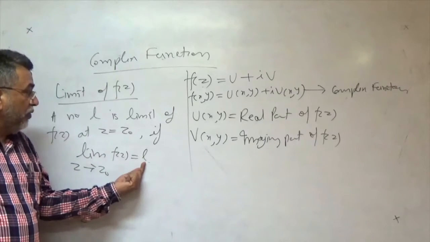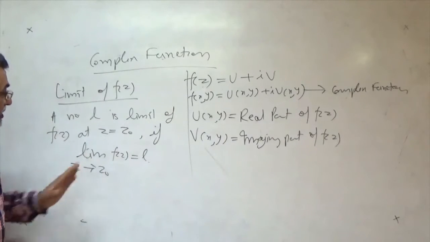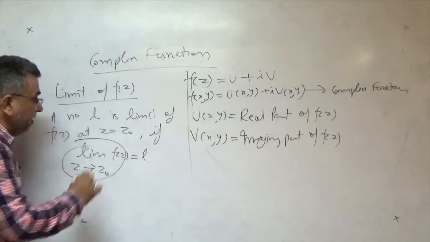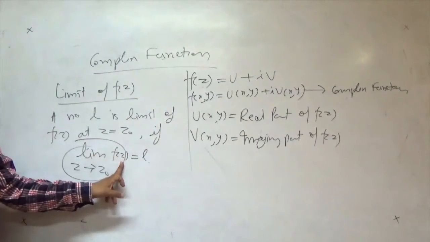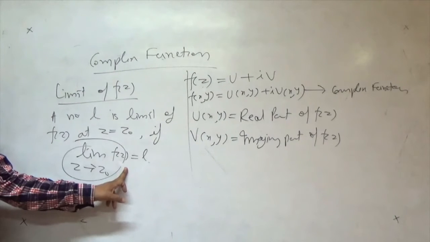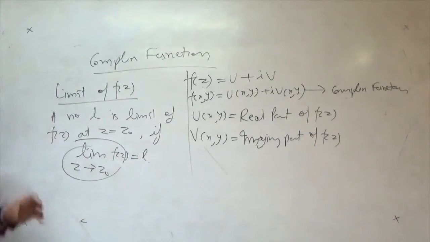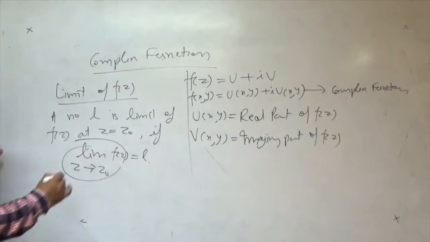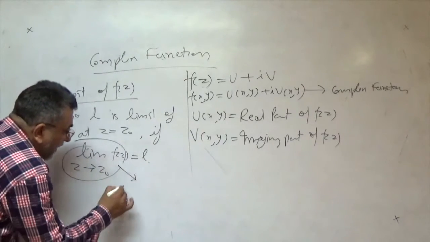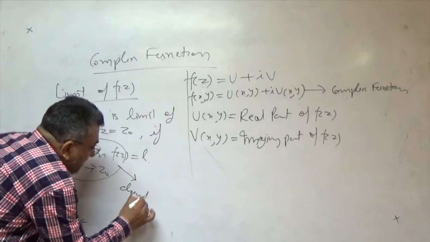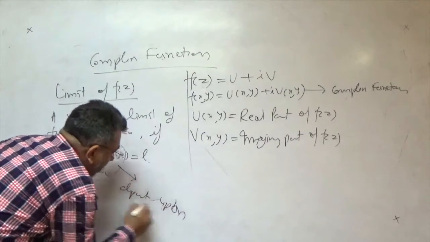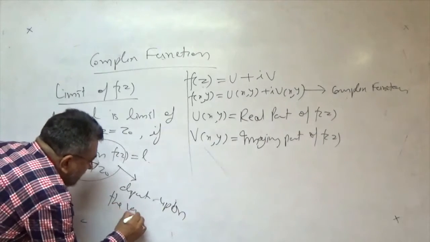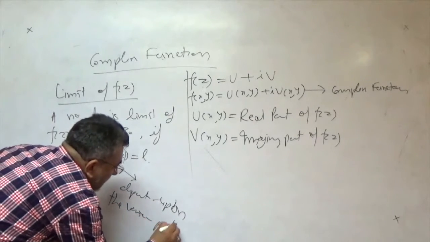But here, because this is a function of two variables, the concept of existence of limit is different. Here we see that the function is of two variables, so the existence of limit depends upon the various paths.